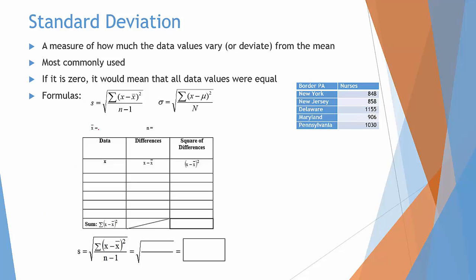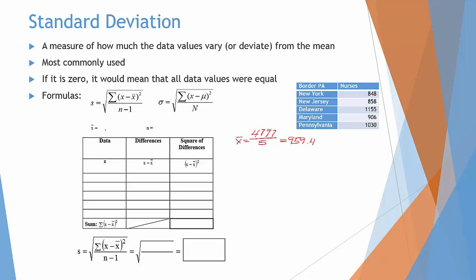The first thing that we're going to need is to actually find the mean. What I have to do to find the mean is to add up all the data values. So I'm going to my calculator: 848 plus 858 plus 1155 plus 906 plus 1030. And when I do that, I end up with 4,797. I'm going to take that and divide it by 5, because there are 5 pieces of data. And that gave me a value of 959.4. So that's my calculation for x bar, the mean of this small sample.